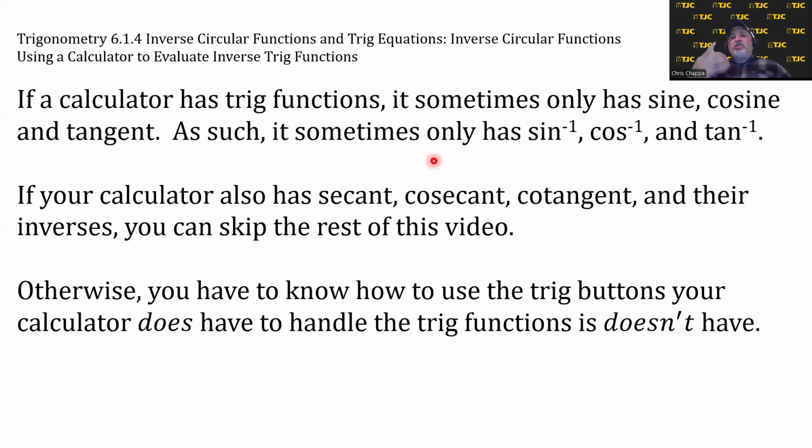If a calculator has trig functions, it sometimes only has sine, cosine, and tangent. As such, it sometimes only has sine inverse, cosine inverse, and tangent inverse. Now, if your calculator also has secant, cosecant, and cotangent, and their inverses, you can skip the rest of this video. Otherwise, you have to know how to use the trig buttons your calculator does have to handle the trig functions it doesn't have.